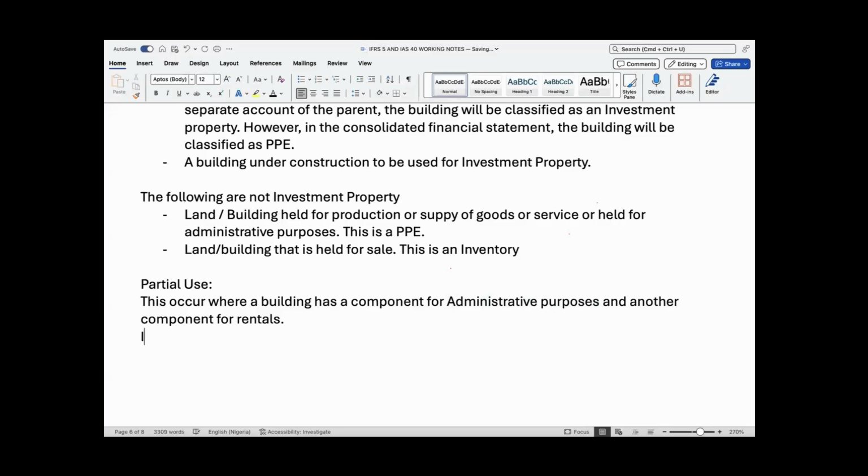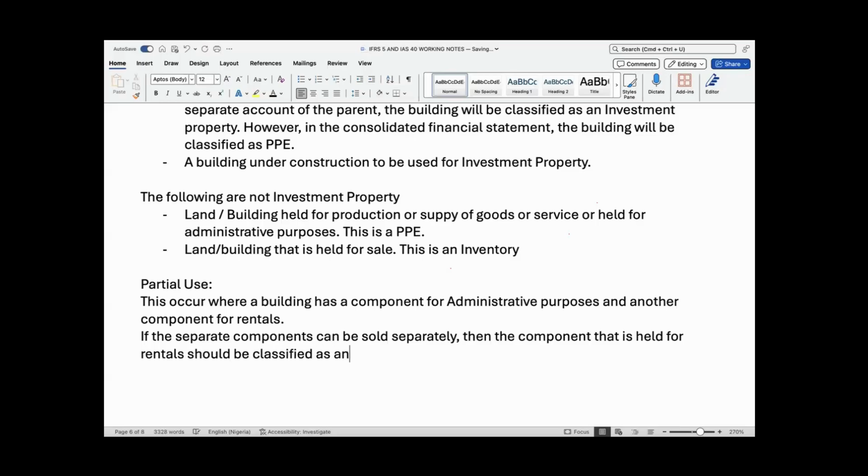So the standard says that if the separate components can be sold separately, then the components that are held for rentals should be classified as an investment property, whilst the components that are held for head office, for administrative purposes, should be classified as PP.